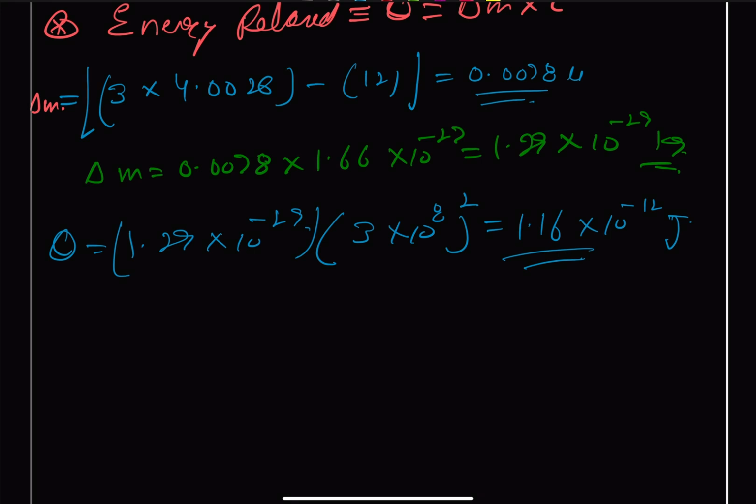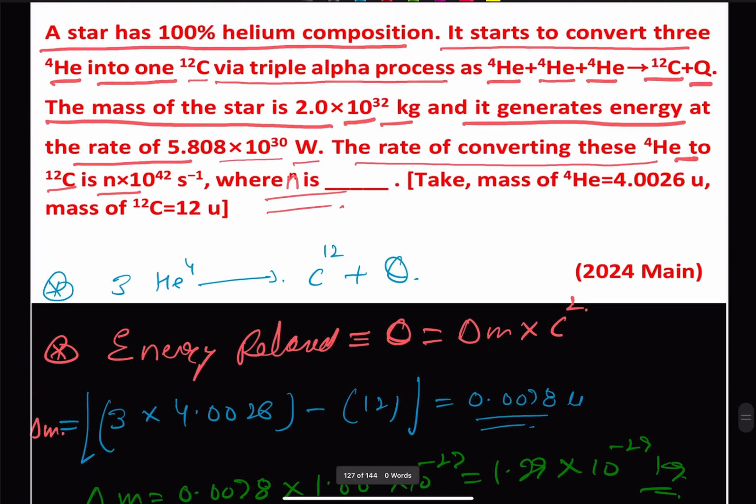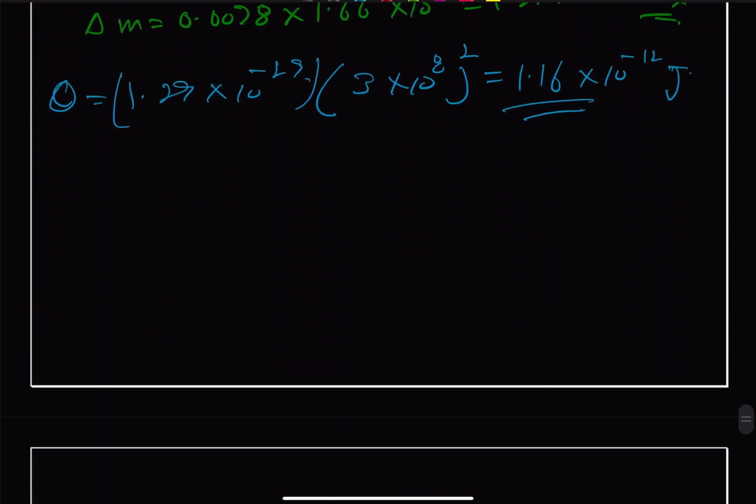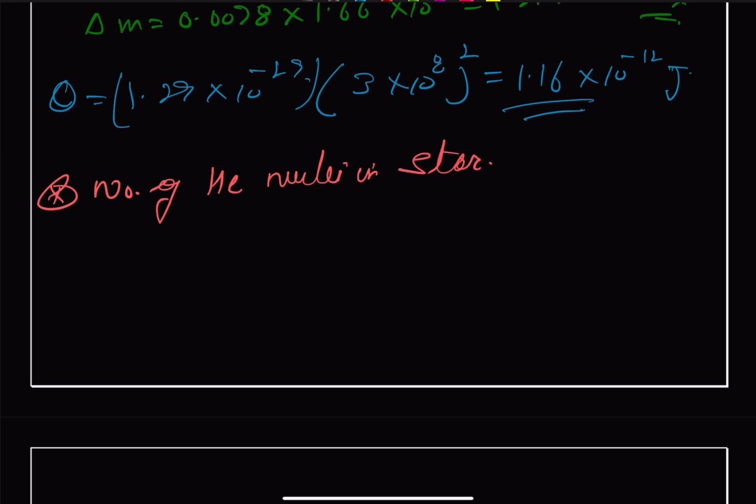And because the rate of conversion is given to us, we are going to find the number of helium nuclei in the star. So let's find the number of helium nuclei in the star.